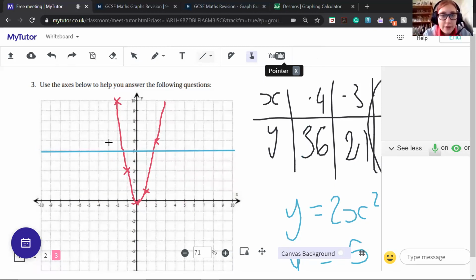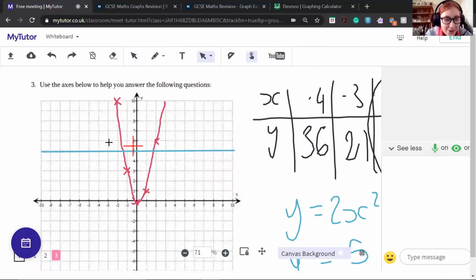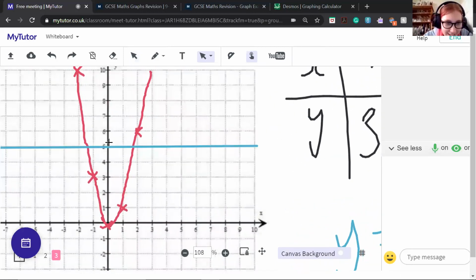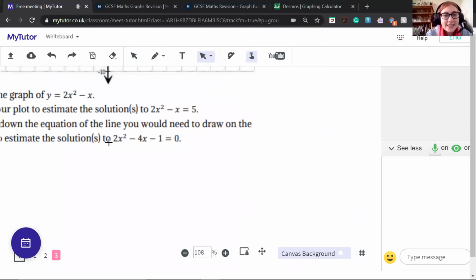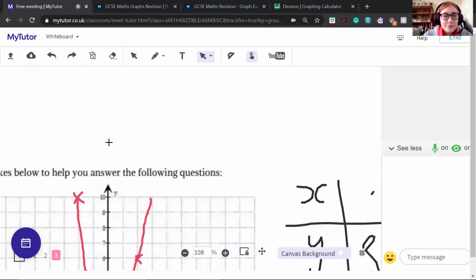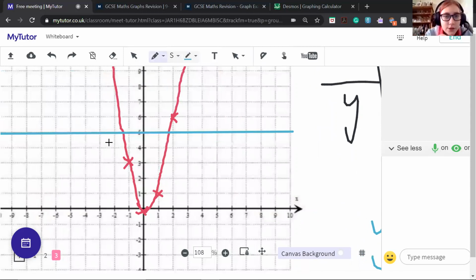So the points where they cross, oops, oh gosh, I didn't know you could do that. The points where they cross are here. So let's see the solutions. And remember, it's only looking for solutions to x, because we know that y is equal to 5. So the solutions are here and here. So what's that? Minus 1.6 and 1.9.